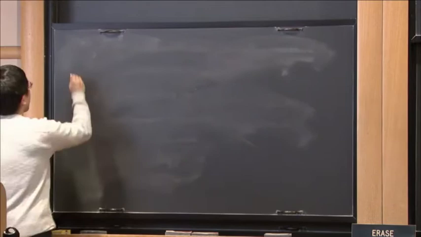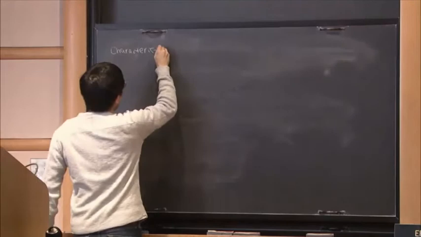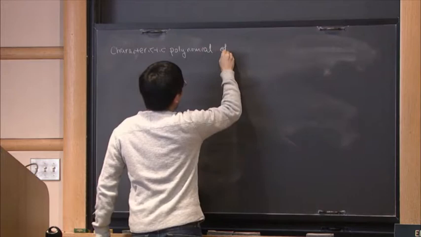So I'm going to show you the invariant behind those two, and it's called the characteristic polynomial of a matroid.